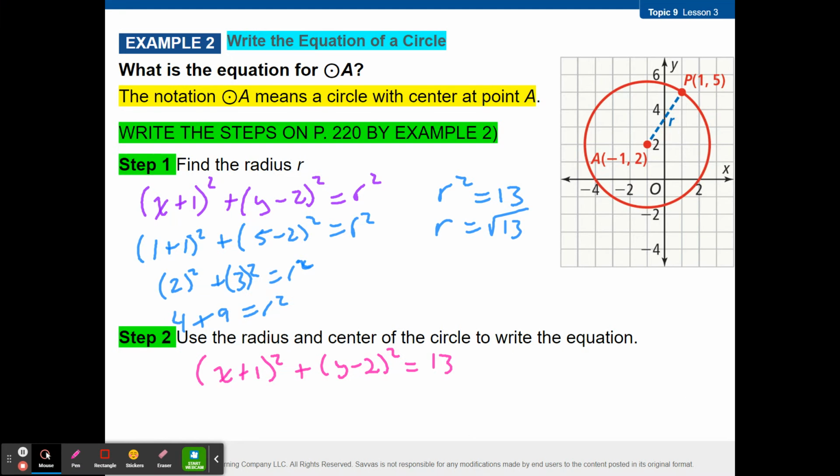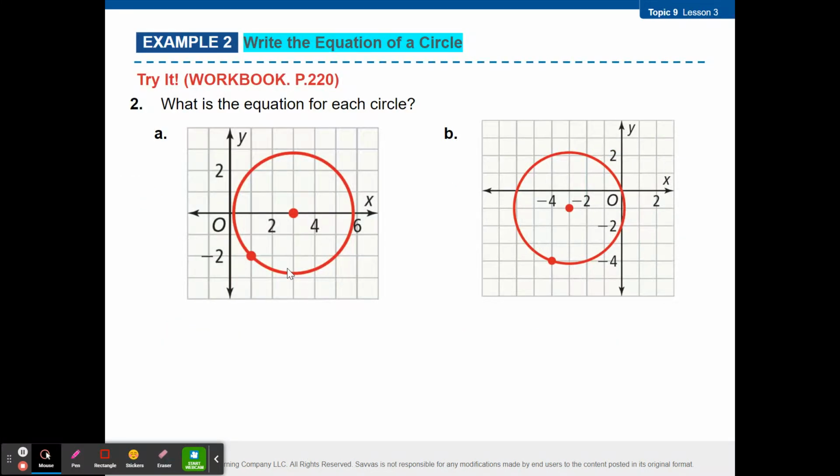Okay. Is anybody still writing? Okay. I want you guys to give these two a shot. Now, use the points that are given to you. It will never fail you.